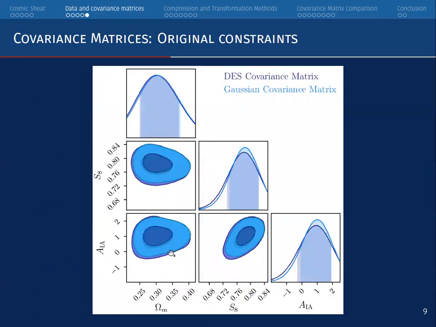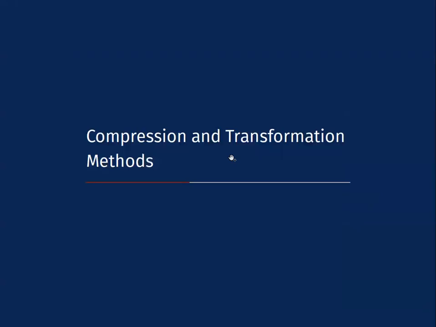Here we can see the differences in the parameter constraints when using the two different covariance matrices, DES and the Gaussian one. We see that for the omega m parameter, there's not much difference, but there is measurable difference for the S8 parameter and for the intrinsic alignment amplitude. So these differences are going to be crucial for testing our covariance matrix comparison methods. Let's move on to the compression and transformation methods that we use.